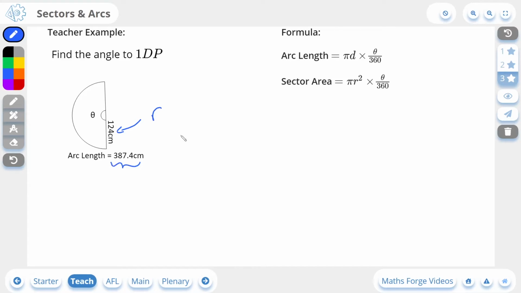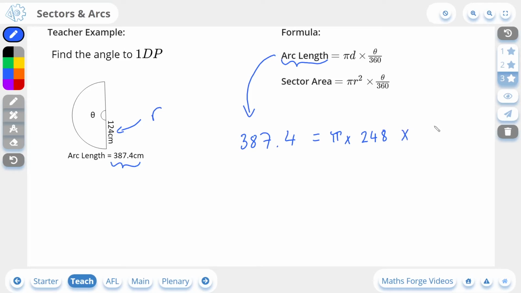So since they're giving us the arc length, I'm going to use the formula for the arc length. And we can see here that arc length on the left-hand side, I'm going to replace it with the value that they've given us, so 387.4. And this is equal to pi times the diameter. But we don't have the diameter, we have the radius. To get the diameter from the radius, we just double the radius. So 124 times 2 is going to be 248.